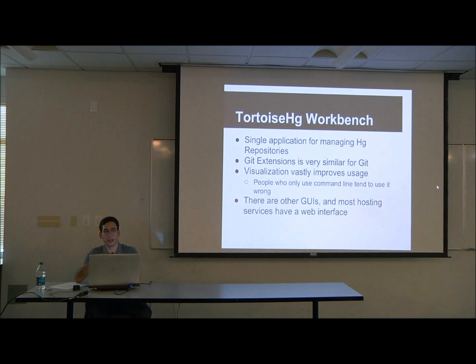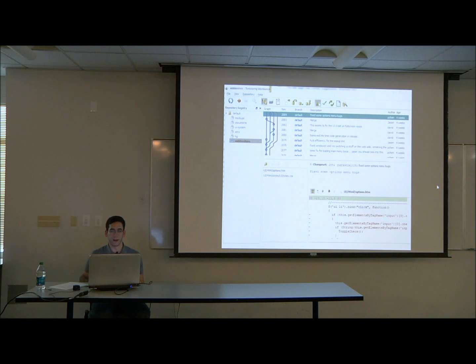So TortoiseHg Workbench is a single application for managing Mercurial repositories. Essentially, if you've used TortoiseHg, it's completely different than that. With TortoiseHg, you're going into these context menus, and every operation is a completely separate thing. In Workbench, which you can see right here, it's just one application, and it does everything that you would want to do in Mercurial. And obviously, you get this nice revision graph, and it ends up being really useful to have it all in one place.